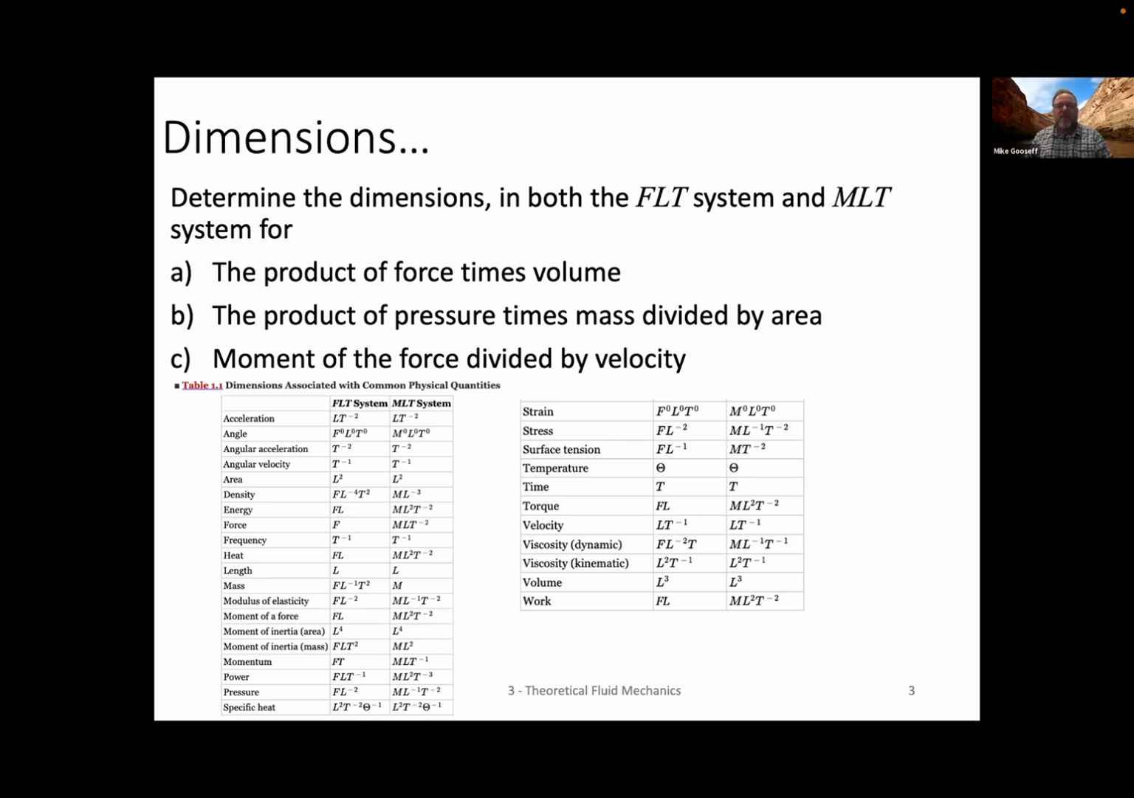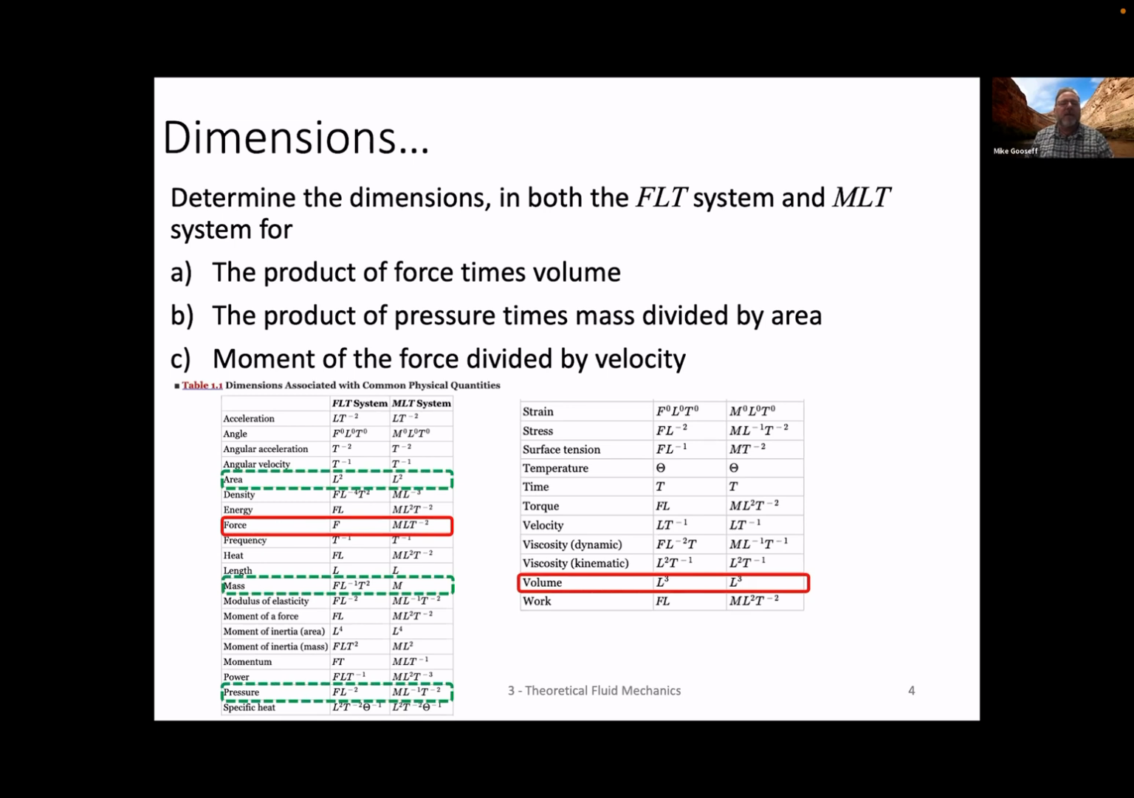In particular, for part A, we're going to use force times volume. In part B, we're going to end up using area, mass, and pressure. And in part C, we're going to use velocity and moment of a force, just those two.